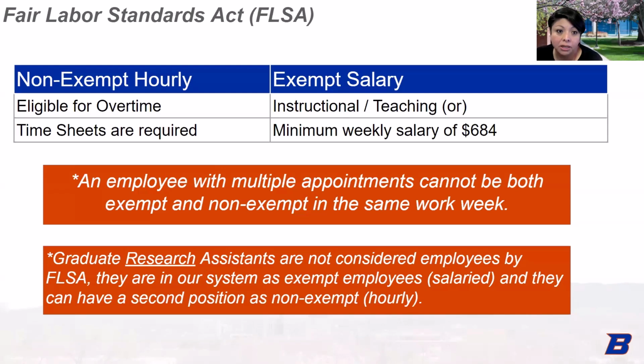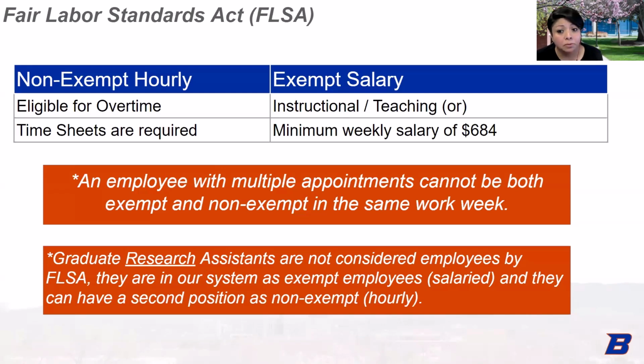Now going into the Fair Labor Standards Act, this is generally non-exempt versus exempt. Fair Labor Standards Act makes sure that people who are exempt from overtime, which are salaried employees, meet two qualifications. One is the duties test and one is a salary test. If they do not meet those two testing requirements, then they need to be non-exempt hourly, which means they are eligible for overtime, and all worked hours need to be reported on a timesheet. Timesheets are required for non-exempt employees.